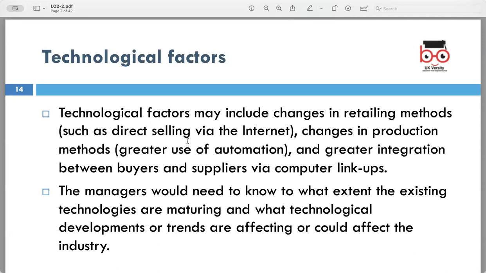It is also essential for managers to have a comprehensive understanding of the extent to which the present technologies are attaining maturity, as well as the technical advancements or trends that are influencing or have the potential to influence the sector.